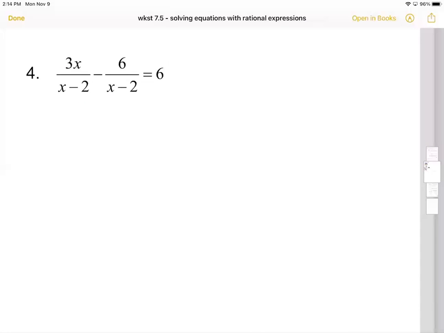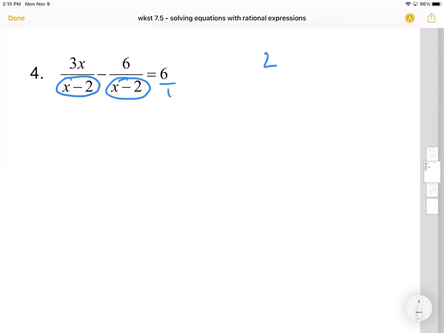Again, the first thing we need to do is find the LCD. And to find the LCD, all you need to do is take the denominators and mush them together. And if they happen to repeat, we use it one time. So in this case, I know that x minus 2 and x minus 2 repeat. I use it one time, which means my LCD is basically x minus 2.